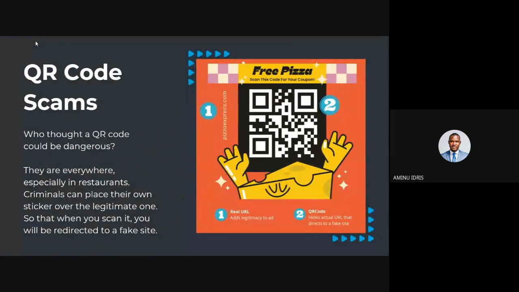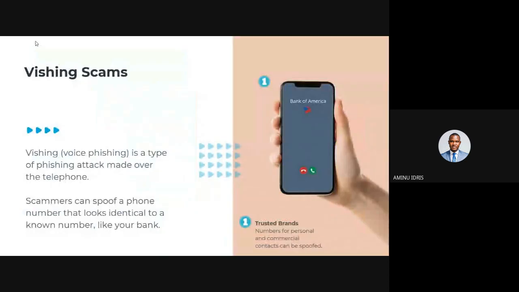So please, whenever you see a QR code, if you don't trust the place, don't scan it. Even if it says free wireless access, don't scan it, please. It's very, very serious. Or maybe you scan it for a bonus or a coupon or whatsoever.